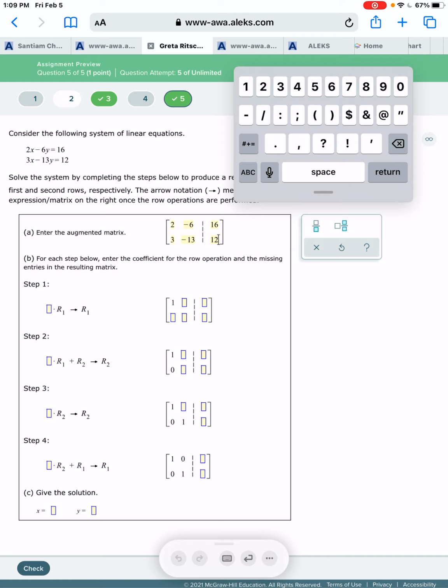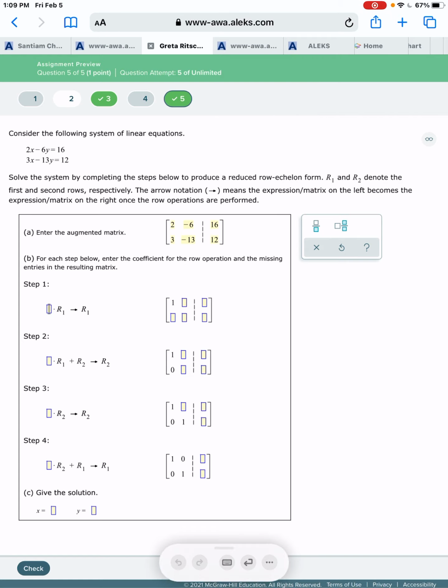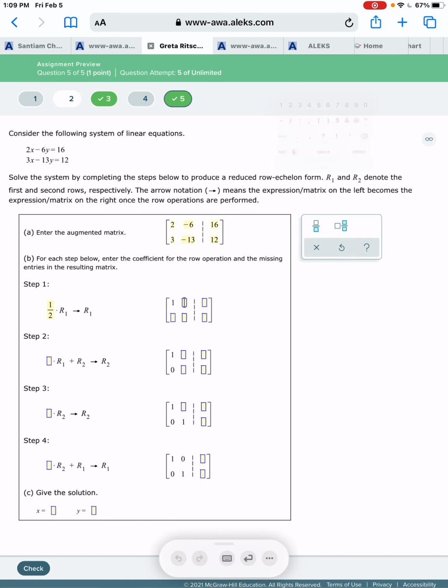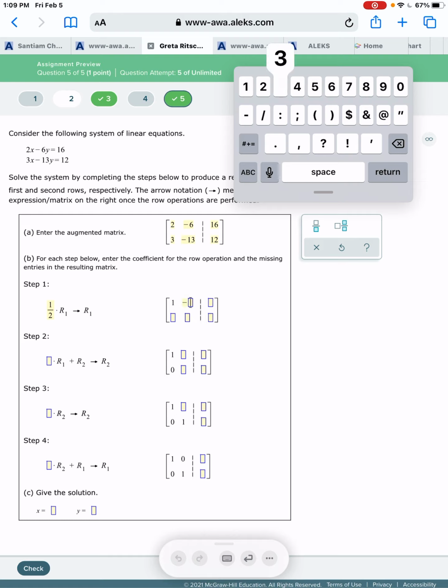Okay, first step, we want to do something to cause that 2 in the upper left-hand corner to become a 1. So we're going to multiply by 1/2. Multiplying by 1/2 is the same as dividing by 2. 2 divided by 2 is 1. Negative 6 divided by 2 is negative 3. And 16 divided by 2 is 8. We're going to keep the second row the same. And move to the next step.